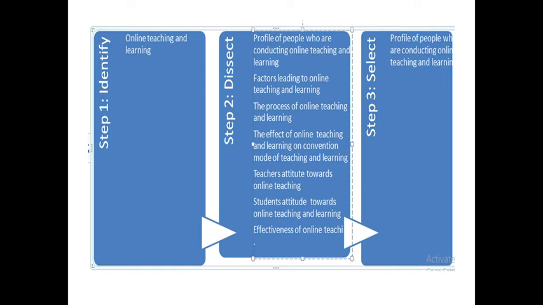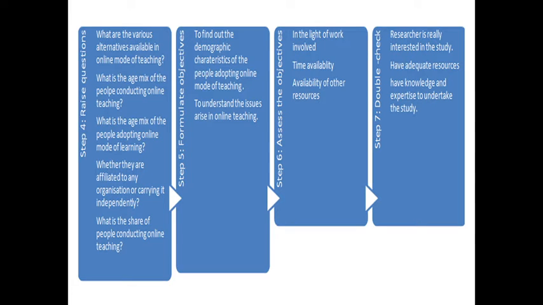In step 3, the researcher needs to select a sub area which is most interest to the researcher. So here in the example, profile of people who are conducting online teaching and learning, this sub area is selected for the study. In step 4, the researcher needs to raise research questions. Research questions means those questions for which the researcher is going to find the answer.